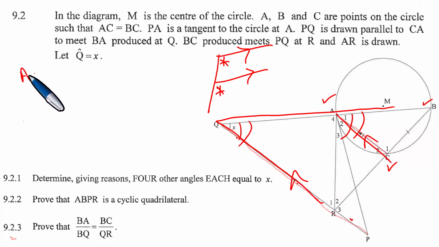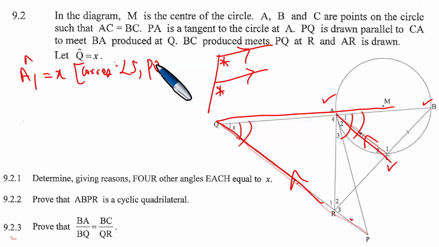So the angle A1 is also equal to x. And these from grade 10 were said to be corresponding angles. Why is this the case? Because PQ is parallel to CA, like so. We have found one angle.